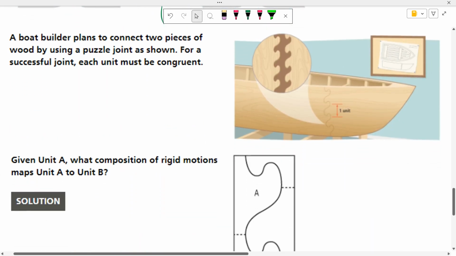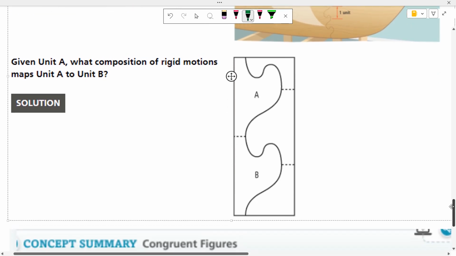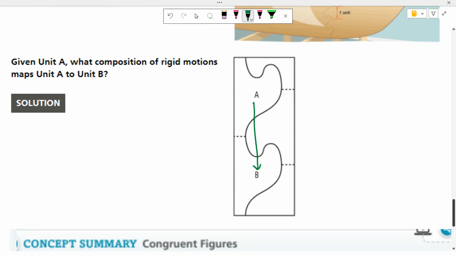Okay? A boat builder plans to connect two pieces of a boat with a joint like this. Okay? Now, if we can move, I can't scroll, so we'll go like this. These two have to be congruent. Do they look congruent? Yes. What type of rigid motion is it? Translation.